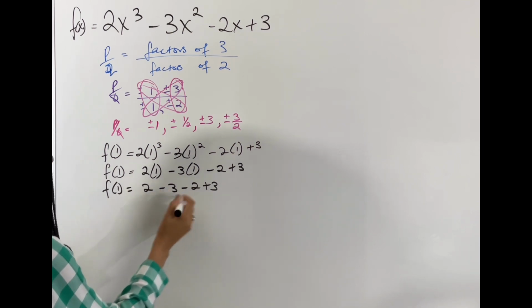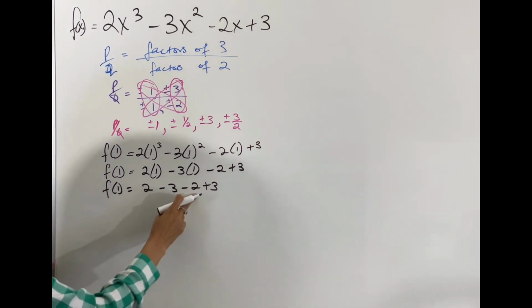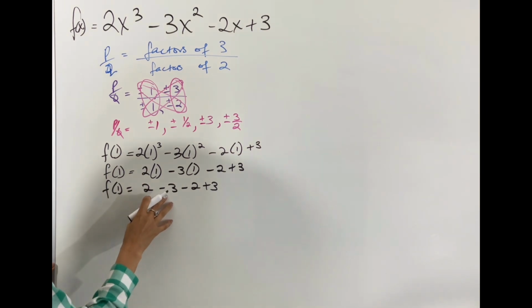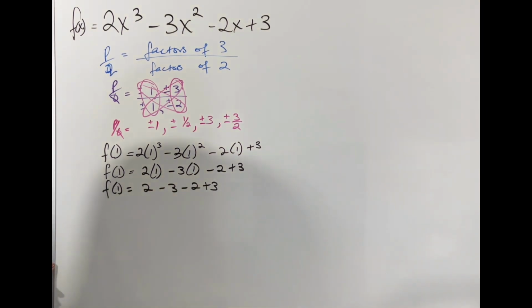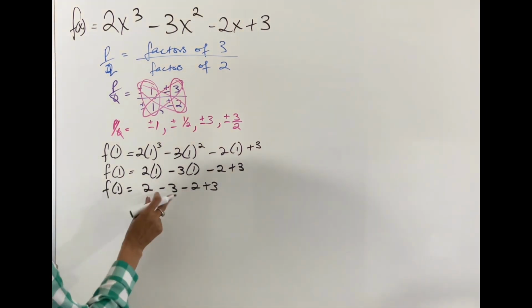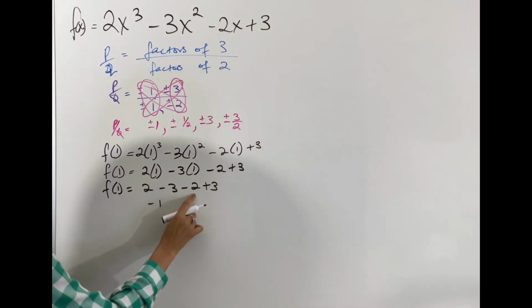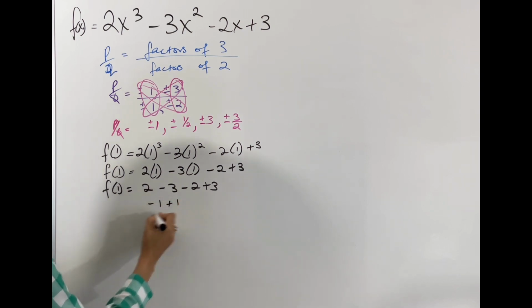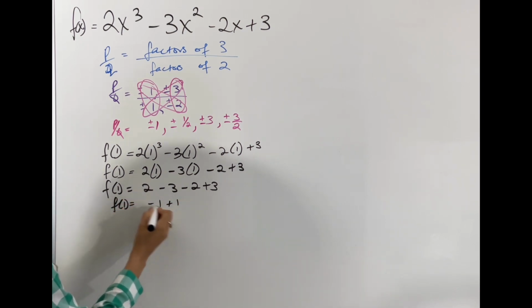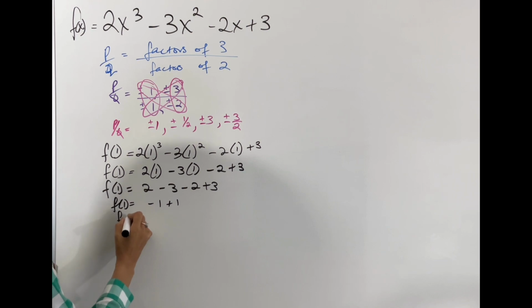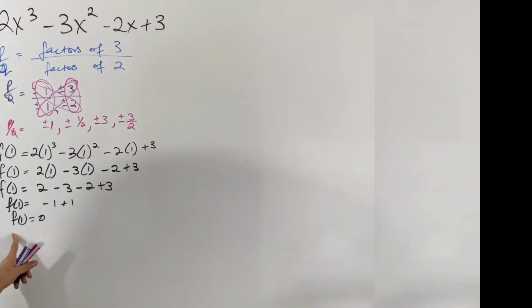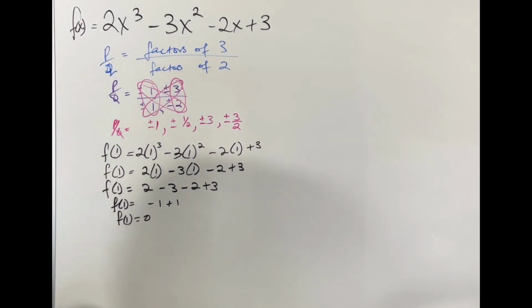So the 2 minus 2 is going to be 0, and the negative 3 plus 3 is going to be 0. Or if you didn't do it that way, you know that 2 minus 3 is going to be negative 1, and negative 2 plus 3 is going to be positive 1. So in this essence, you notice that f of 1 is equal to 0. Since f of 1 is equal to 0, that means that x minus 1 is a factor of the polynomial.